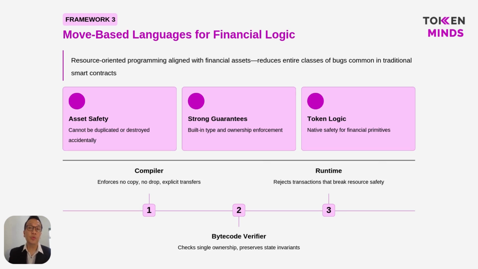If you choose to use Move-based languages, it embeds financial safety directly into the language design. So the first step is modeling assets as resources. They cannot be copied or destroyed accidentally. The second step is using the type system to enforce explicit ownership and transfer rules at compile time. The third step is applying the bytecode verifier, which checks invariants before any transaction executes. And the fourth step is runtime validation, where transactions that violate safety rules are rejected automatically. So these steps eliminate entire categories of bugs related to double spending, unauthorized transfers, and state corruption.